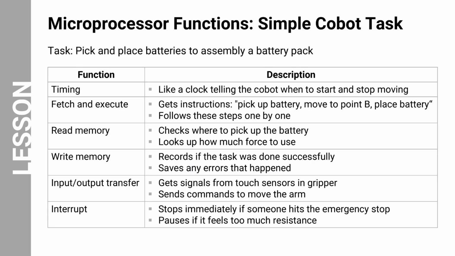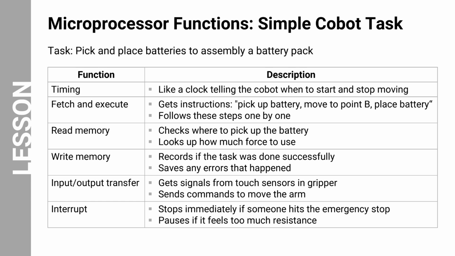Let us now look at how a microprocessor functions during a simple cobot pick-and-place task in the EV manufacturing industry, where each function plays a specific role. The timing function works like a clock, coordinating when the cobot should start and stop moving. For fetch and execute, the system first gets its instructions: pick up battery, move to point B, place battery, and then follows these steps one by one.